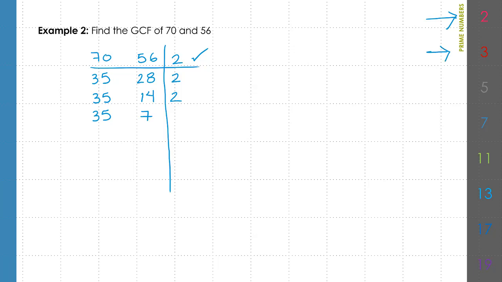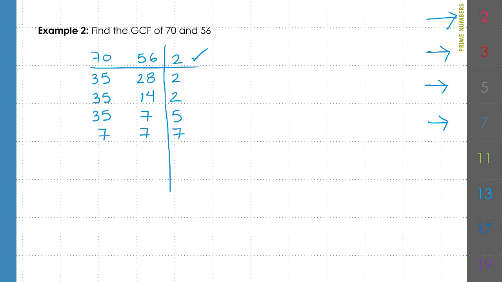But I see that neither 35 nor 7 is divisible over 3. So I continue with the next prime number, which is number 5. And 35 is divisible over 5, so I'm going to use it. 35 over 5 is 7. But 7 is not divisible over 5, so I keep number 7. Now, 5 doesn't divide 7, but the next prime number is 7.